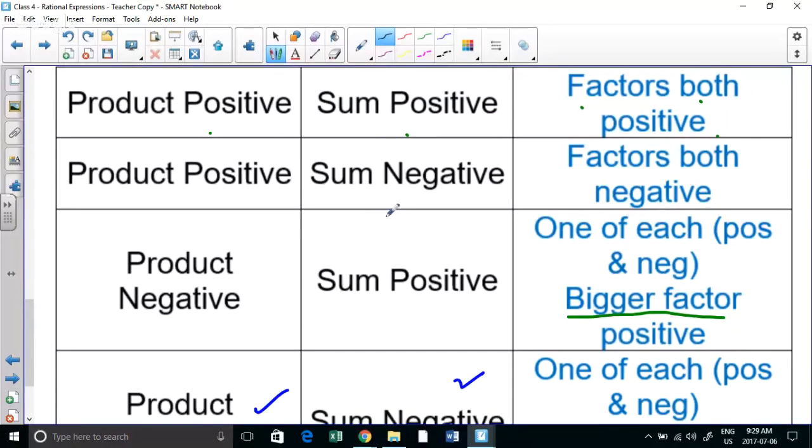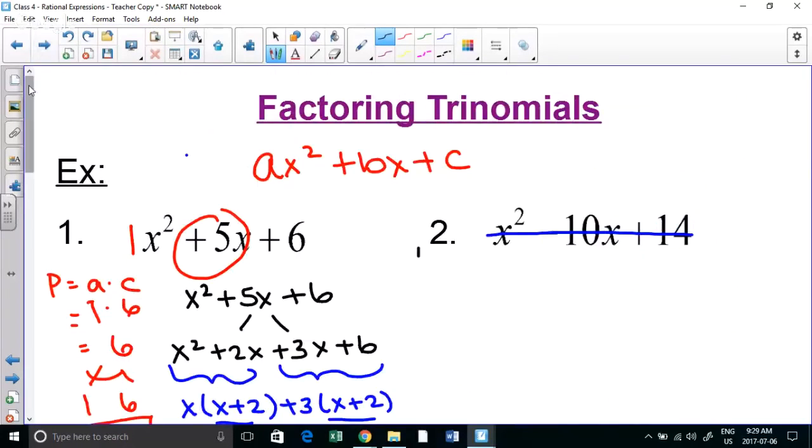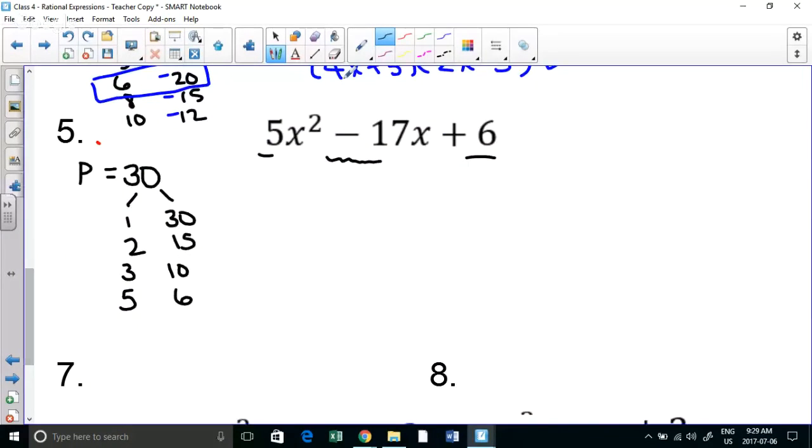factors are both negative. So everything's negative. Which one gives me a sum of negative 17? This guy.